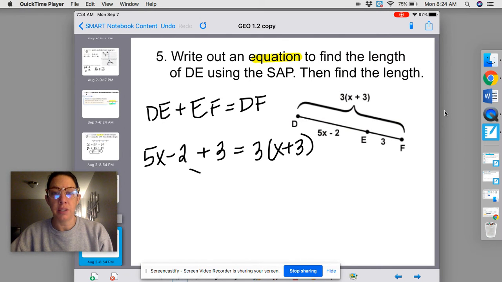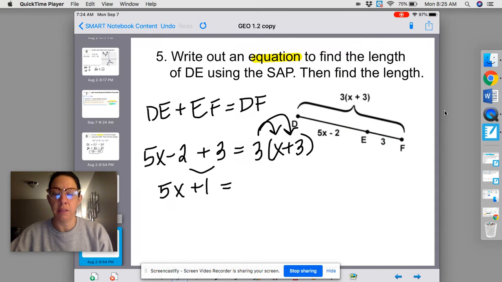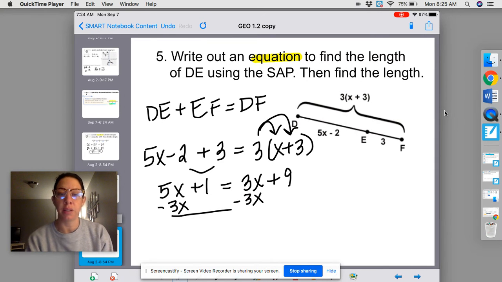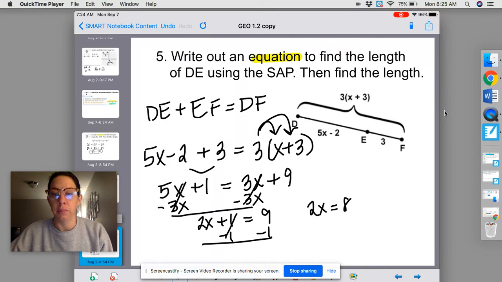Now I'm just going to combine like terms on the left-hand side, kind of clean it up. So I'm left with 5x plus 1. And then I am going to distribute on the right-hand side while I'm at it. So 3 times x is 3x, and 3 times 3 is 9. And I prefer to get my x's on the left-hand side, so now I'm going to solve for x by moving the 3x over. So I'm left with 2x plus 1 equals 9. And then I'm just going to continue solving this multi-step equation. And then I divide to get x equals 4.